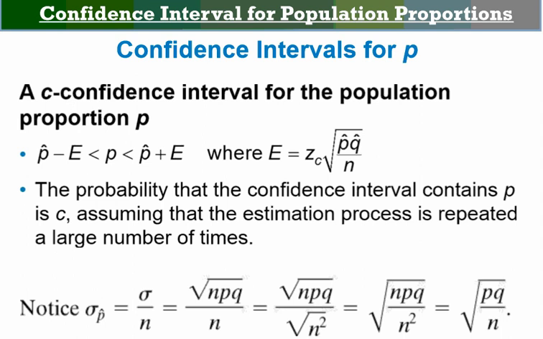To construct a confidence interval for the population proportion, we take our point estimate, which is p hat, and we add or subtract from it our margin of error. Our margin of error is found from the following calculation. We take a z critical score and multiply it by the square root of p times q, which are our point estimates from our sample, divided by n.